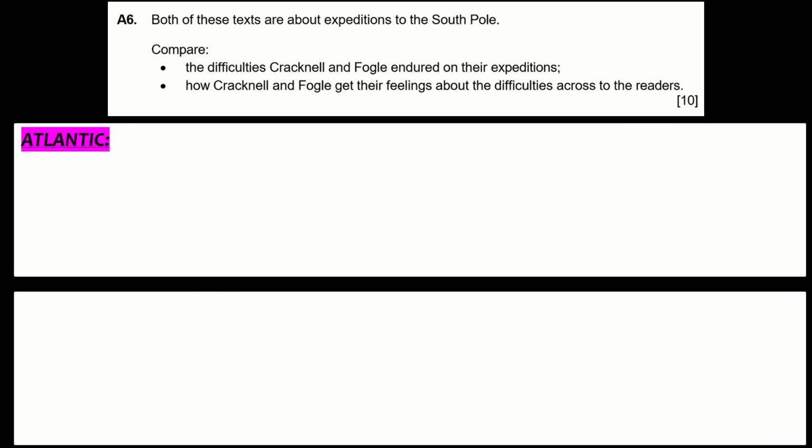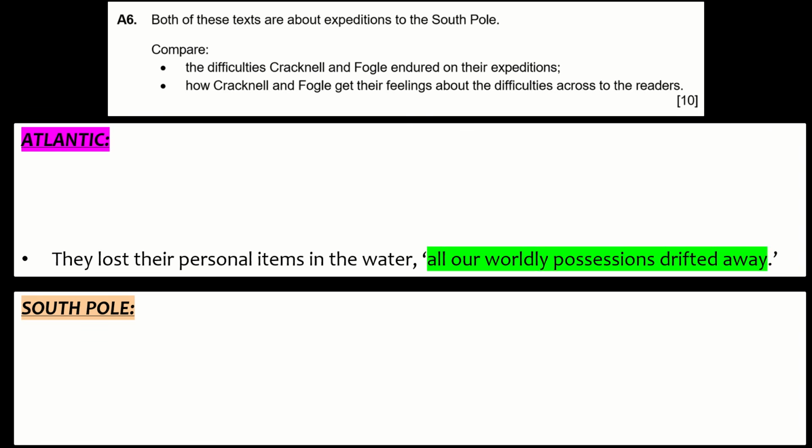Okay, so again, I'm going to do my paragraph. There's one about my Atlantic Ocean. That's one about the South Pole. And all I'm going to do is put my quotes, embed them into a sentence with a sentence starter that is linked to the question. So again, it's the difficulties they faced on their expeditions.